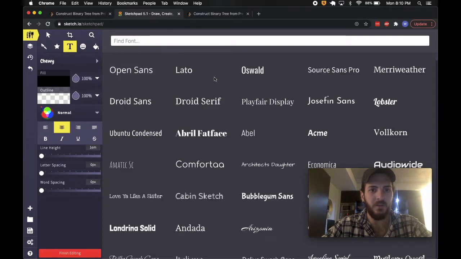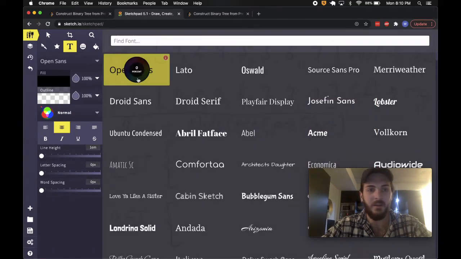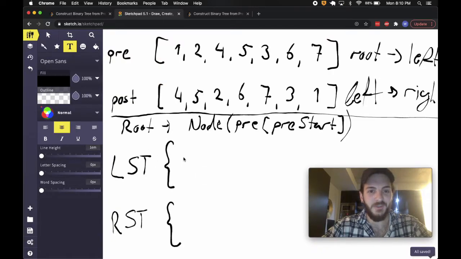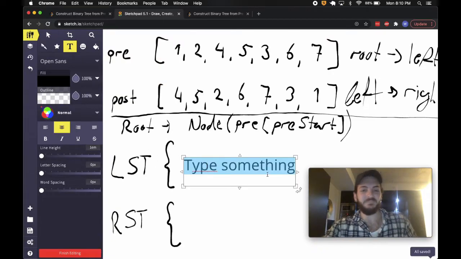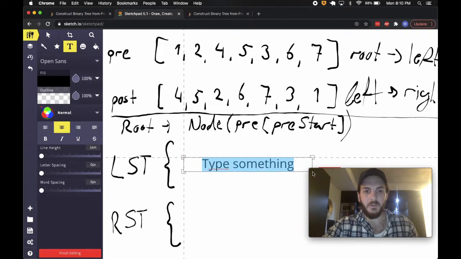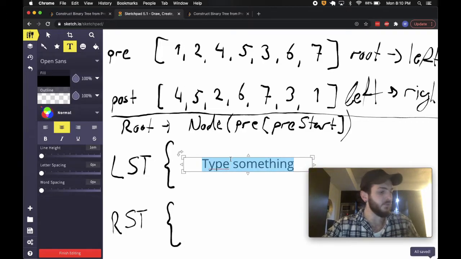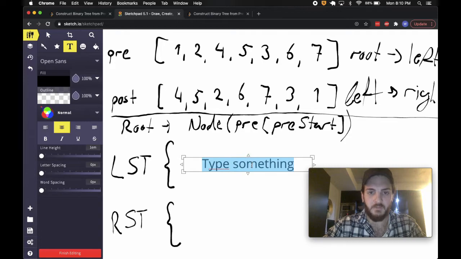Chewy, that's not good. Can we do like Arial? Okay, I don't want to spend time changing the font, so we'll do it this way. We'll do the following. So for the left subtree, we're going to have to do a couple of things here. I'm going to say that the left subtree, oops, maybe you know what?